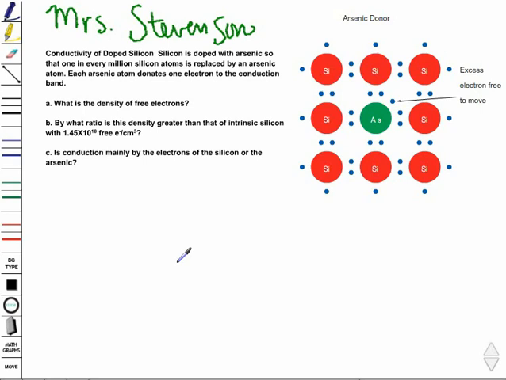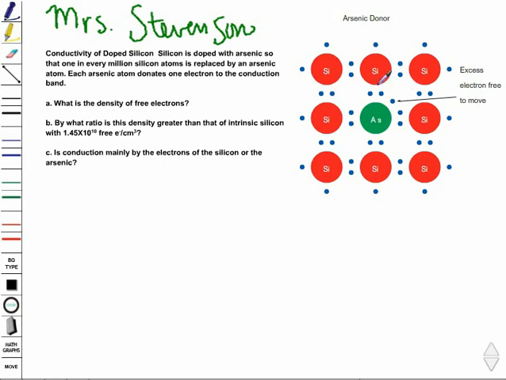Silicon is doped with arsenic so that 1 in every million silicon atoms is replaced by an arsenic atom. Each arsenic atom donates 1 electron to the conduction band. A. What is the density of free electrons? B. By what ratio is the density greater than that of intrinsic silicon with 1.45 times 10 to the 10th free electrons per centimeter cubed? And C. Is conduction mainly by the electrons of the silicon or the arsenic?